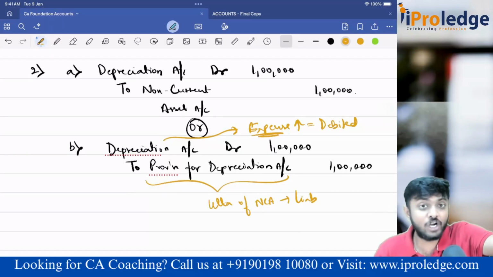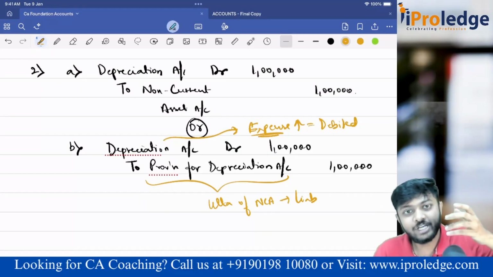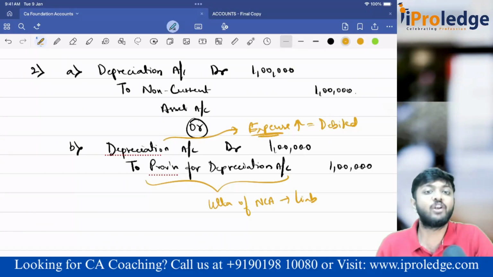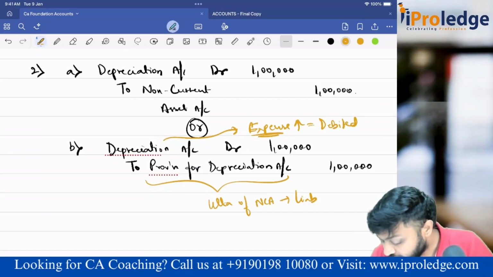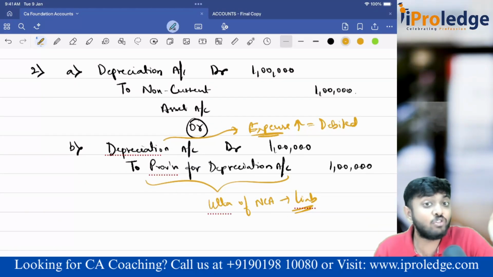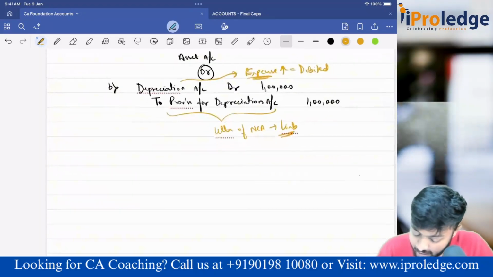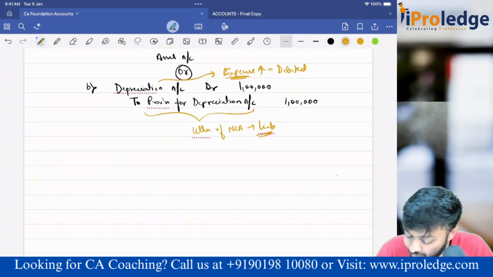Provision for depreciation is not a liability. For the purpose of applying rules, I am telling you it is like a liability. Or what you can know is ulta of asset rules. Ulta of asset is what? Liability? No. That's why I am telling you, for your application of accounting rules, you treat it like a liability, but it is not a liability. It is ulta of asset. That's why I'm asking you to treat it as a liability.